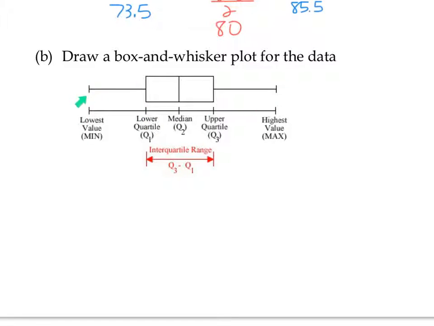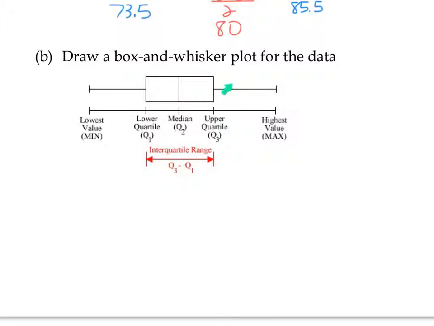And when you draw it, the 5 key pieces of your box and whisker plot are your minimum and maximum values from your data set. The box goes from Q1 to Q3, and you draw a line through it where the median is. It's not always going to be in the middle. Again, depending on where Q1 and Q3 are, the median might be a little closer to one side or the other.